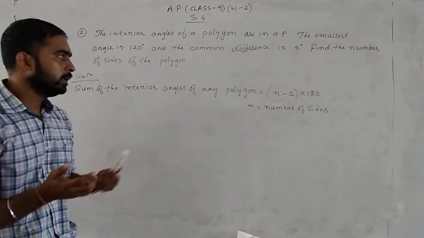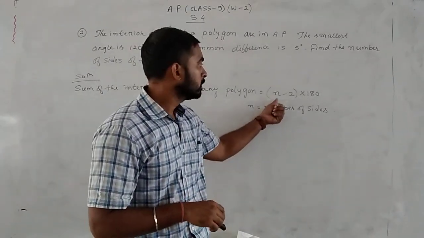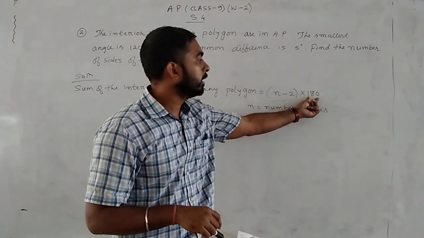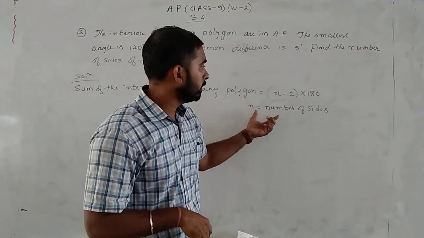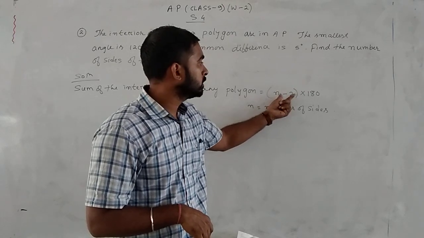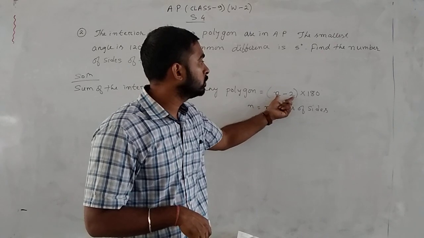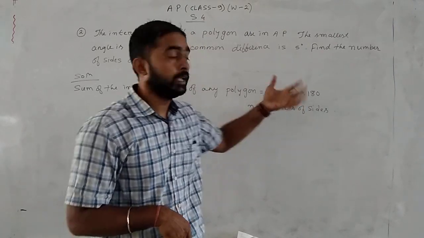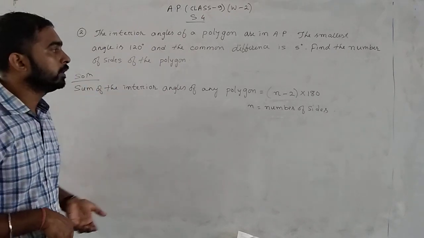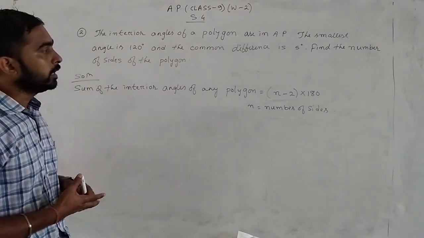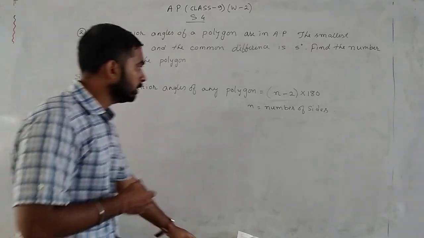Okay, now take an example. In a triangle, how many sides are there? Triangle has 3 sides. So 3 minus 2 is 1, 1 into 180 is 180. So the sum of the three angles of a triangle is 180. In a quadrilateral, n equal to 4, so 4 minus 2 is 2, 2 into 180 is 360. In a pentagon, 5 minus 2 is 3, 3 into 180 is 540. So this is the formula to find the sum of the interior angles of any polygon, that is (n minus 2) into 180 degrees.